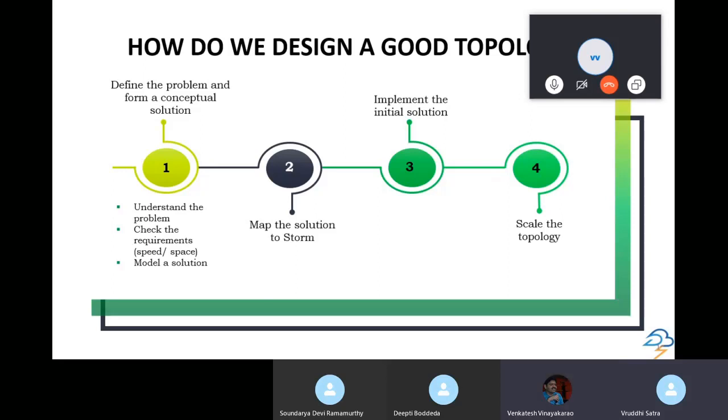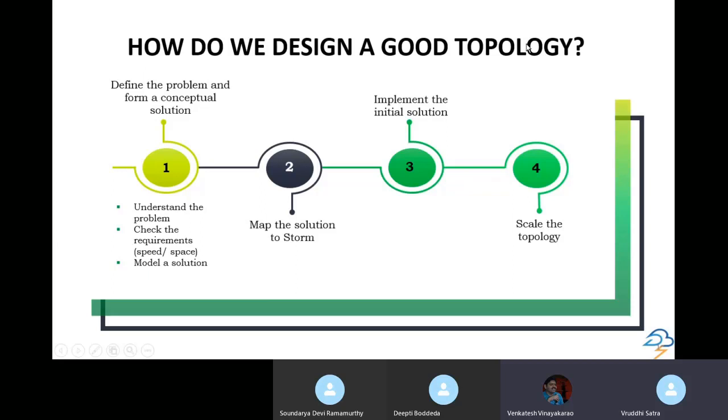The first, Vritti, can you please close that black window so we could see the full slide? Thanks.